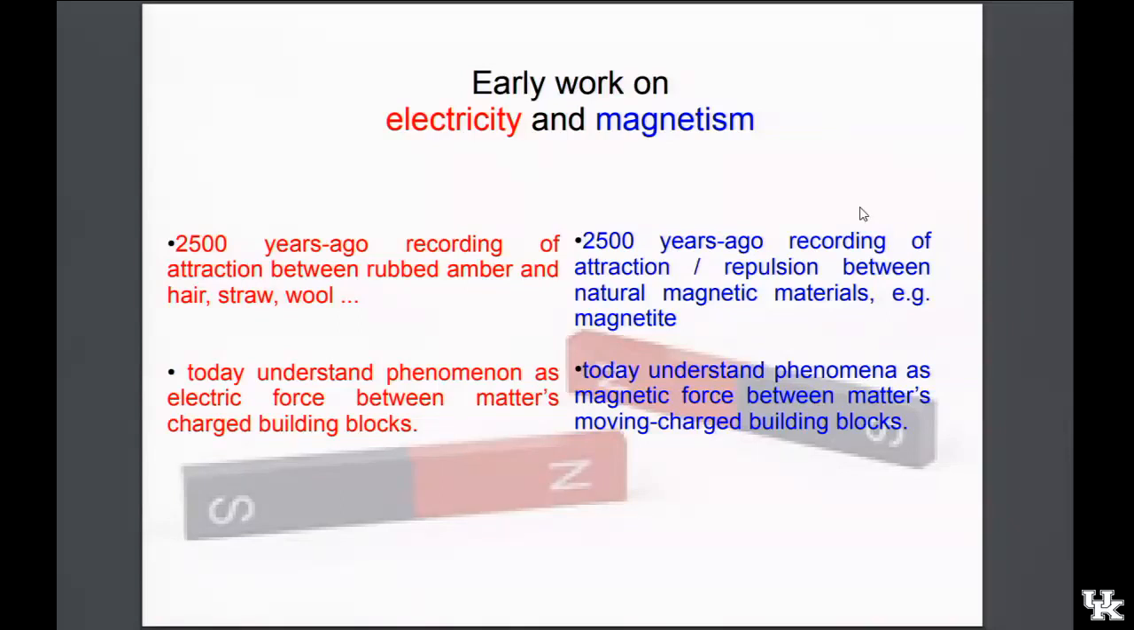And so the discovery and documentation of electricity and magnetism, in both cases, opened us up to this world that inside matter, there's kind of this electrical and magnetic world of charges and moving charges that are exerting electric and magnetic forces. So that's a huge breakthrough.